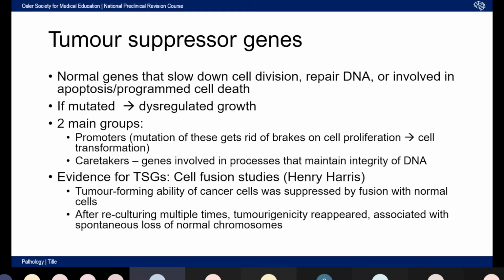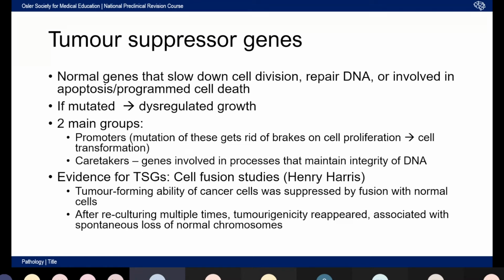The evidence for tumour suppressor genes came from cell fusion studies initially, and these cell fusion studies enable you to create hybrid cells in culture that have the chromosomes of both parent cells, so you can then see which phenotype predominates. And it was found in experiments that fusion with normal cells suppressed the tumour forming capability of cancer cells, so the hybrid cells wouldn't form tumours.